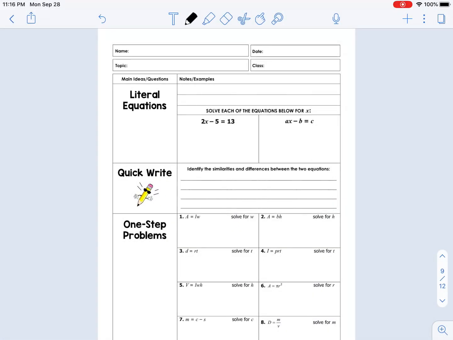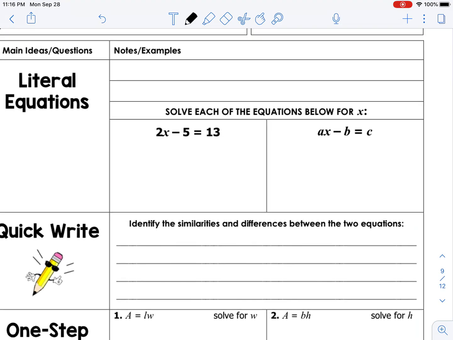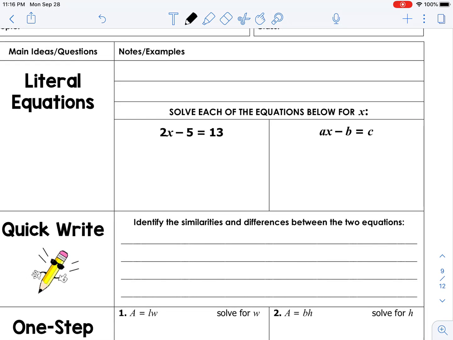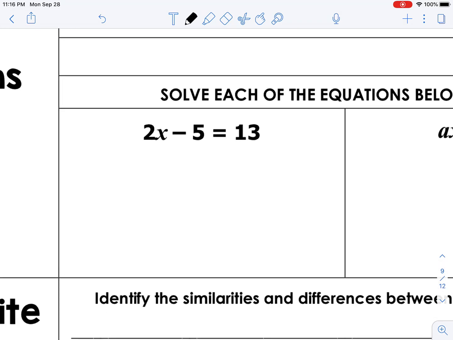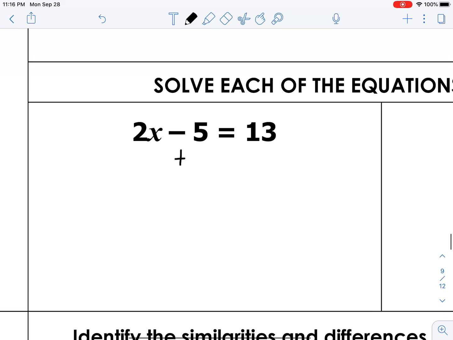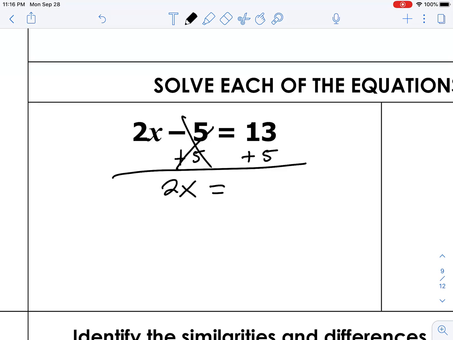All right, so this video is over literal equations. We're going to focus on these first two boxes right here. If you look at the box on the left, the 2x minus 5 equals 13, the majority of you by now would be able to work this no problem. You would add 5, you would get 2x equals 18, divide by 2, x equals 9.